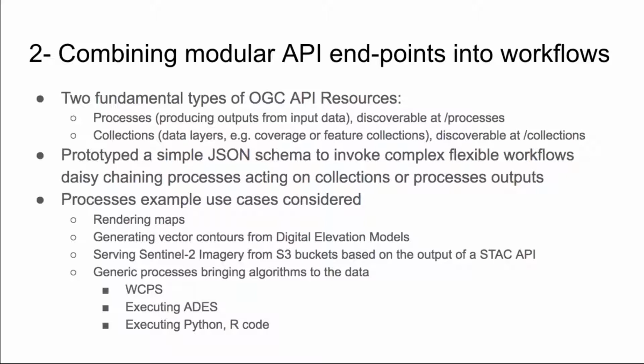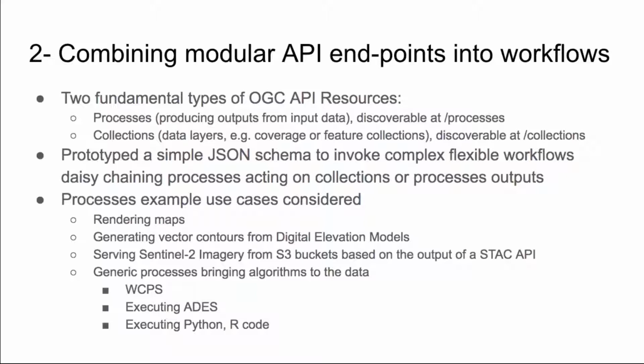So what we did is we prototyped a simple JSON schema that can actually make all of this possible based on these two fundamental data types. And basically it's a flexible workflow that lets you daisy chain any level of complexity. The use cases we considered: rendering maps, which I consider a process, because you give it a bunch of data layers and you want to produce an image out of that. To me, that's a very good example of a processing service, right? Another example is generating vector contours from a digital elevation model.